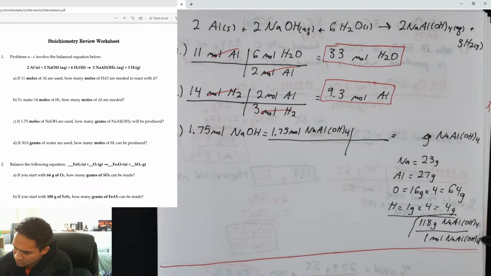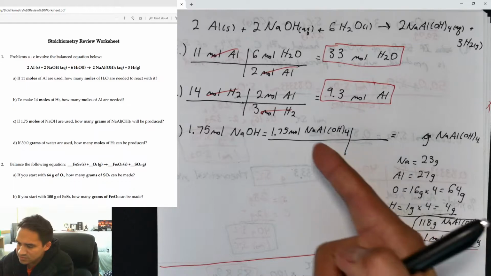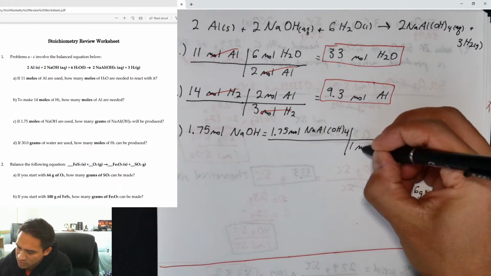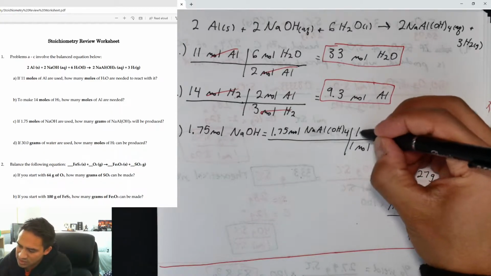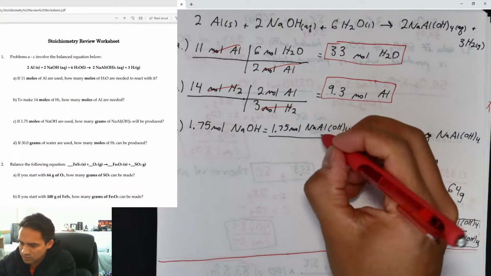And we are going to use this conversion factor to convert from moles to grams. Seeing as I'm starting in moles of NaAlOH4, the 1 mole is going to go on the bottom. The 118 grams is going to go on the top. That way moles will cancel.